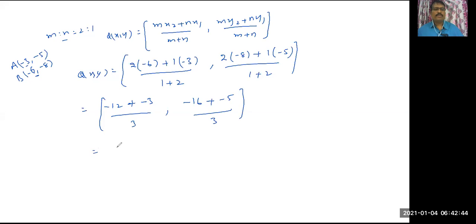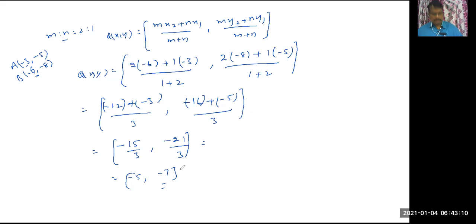So minus 12 plus minus 3 means minus 15 by 3. Minus 16 plus minus 5 means minus 21 by 3. Put brackets because they are minus signs. So minus 15 by 3 is minus 5. Minus 21 by 3 is minus 7. So trisectional points are, first, P(x, y).